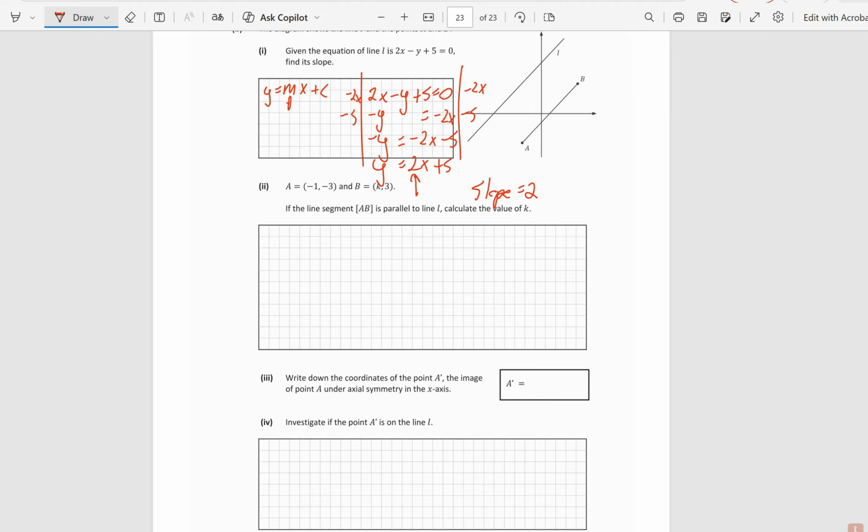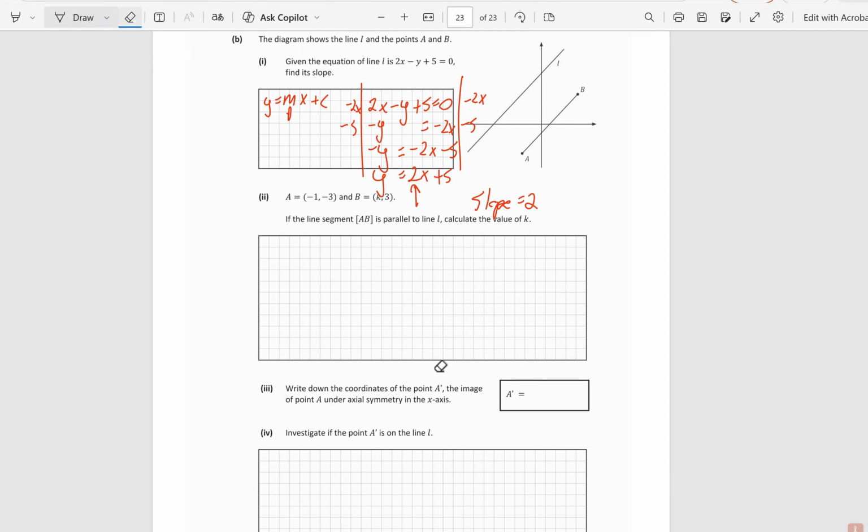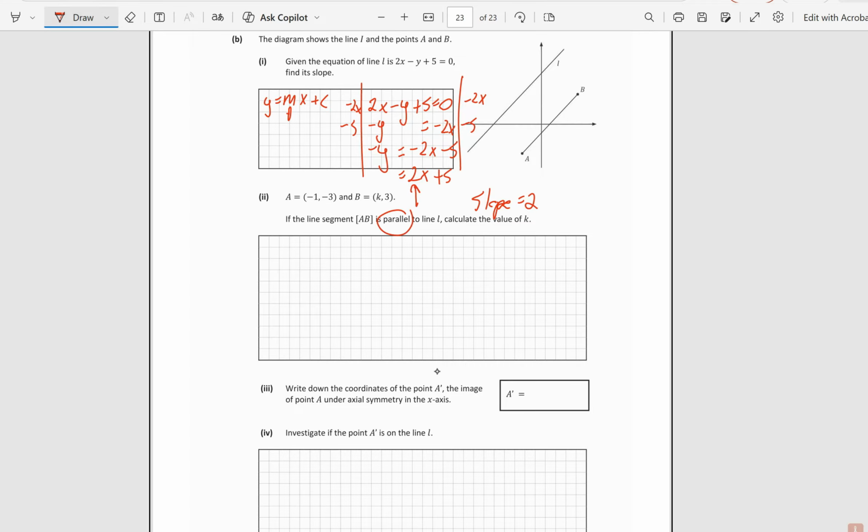Right, next one. A equals minus 1, minus 3. B equals some number k, 3. If the line segment AB is parallel to the line L, calculate the value of k. Here is what I do here. We're talking about slope anyway, because it's parallel to line L, and we know the slope is 2.